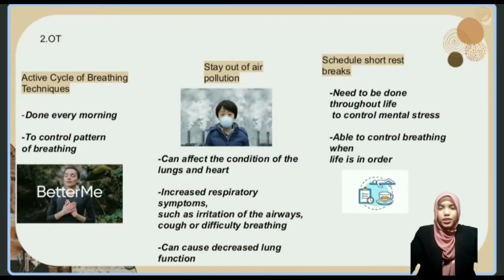Number 2 is OT, or occupational therapy. OT treats injured, ill or disabled patients through the therapeutic use of everyday activities. It can help the patient develop, recover, improve as well as maintain the skills needed for daily living and working. Among the OT methods for patients with pulmonary edema are staying out of air pollution, scheduling short rest breaks, and the active cycle of breathing technique. The active cycle of breathing technique is done every morning to control the pattern of breath.